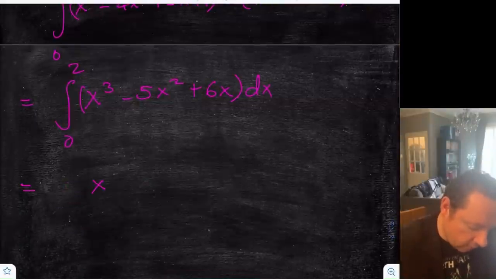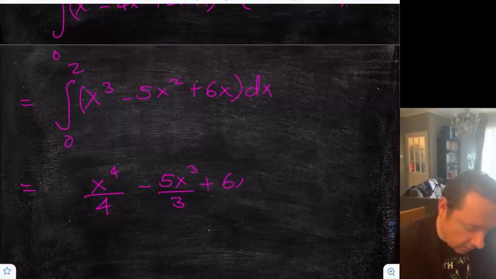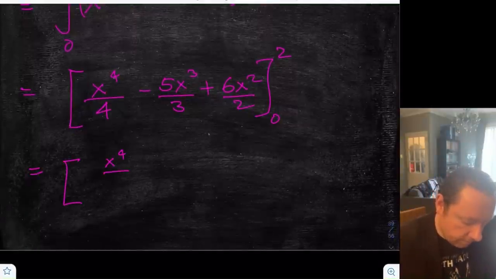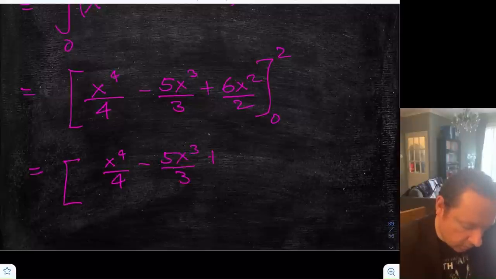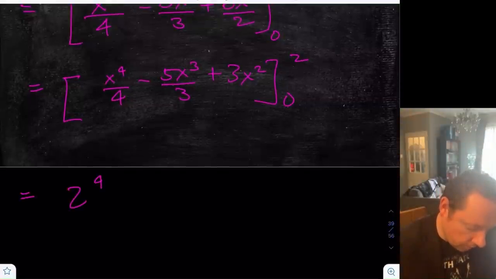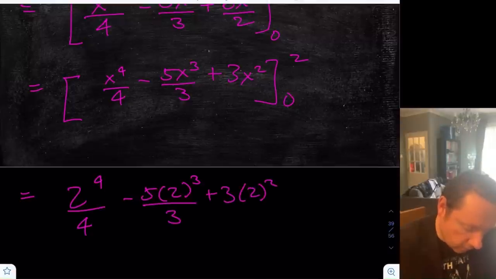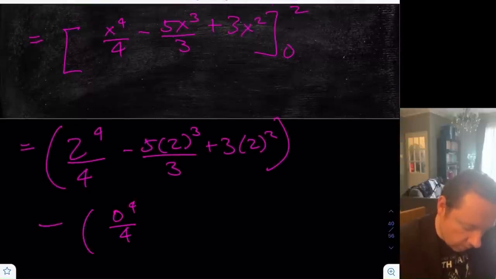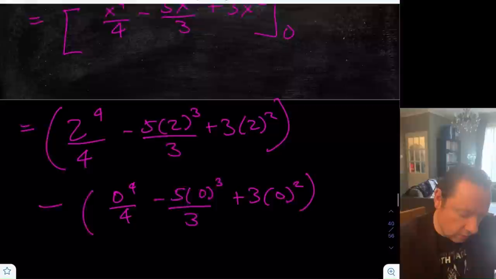So that is x to the 4 over 4 minus 5x cubed over 3 plus 6x squared over 2, between 0 and 2. That's x to the 4 over 4 minus 5x cubed over 3 plus 3x squared between 0 and 2. So we can now substitute our numbers in. So that gives us 2 to the 4 over 4 minus 5 times 2 cubed over 3 plus 3 times 2 squared. There's our first bracket. Minus, and it should be clear that it's going to be 0, but just for the sake of completeness, 0 to the 4 over 4 minus 5 times 0 cubed over 3 plus 3 times 0 squared, all that stuff separately is 0. So we're just left with our top bracket.